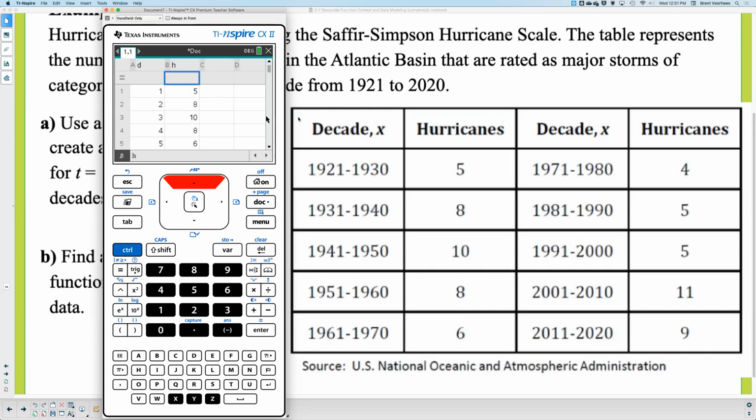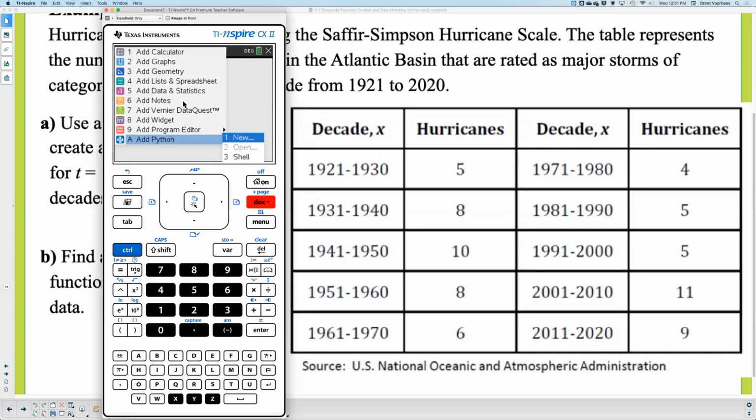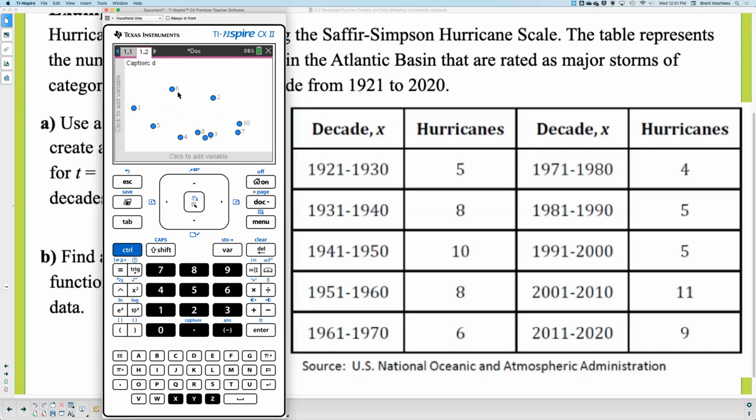Okay, so now that I have all my data in, what we need to do is create a scatter plot. So the way to do that is we hit Control Doc, we add a page. I want to go to data and statistics. Now in here, you can create a lot of different data. I want to remind you though, whenever we're using data and statistics, we'll always have the independent variable, which in this case is decades on the x-axis. But the y's can change depending on what we're trying to find. This one just wants a routine scatter plot, so I want to put H. So this shows me a scatter plot.